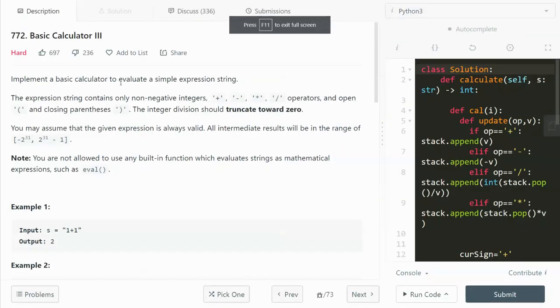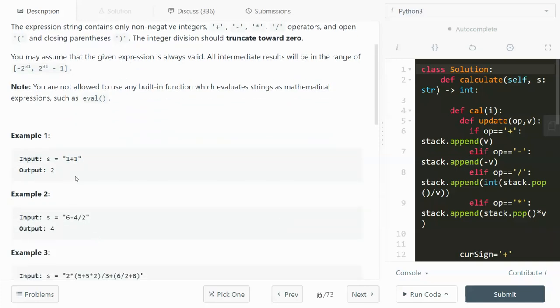So we need to implement a basic calculator to evaluate a simple expression string. There is some wording in here that I'm not going to go through with you. If you want, you can read it by yourself. I'm going to dive straight into the examples.